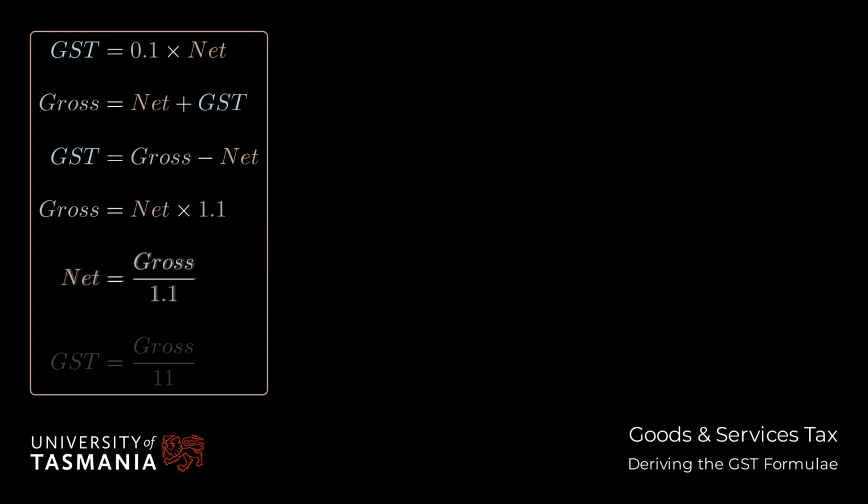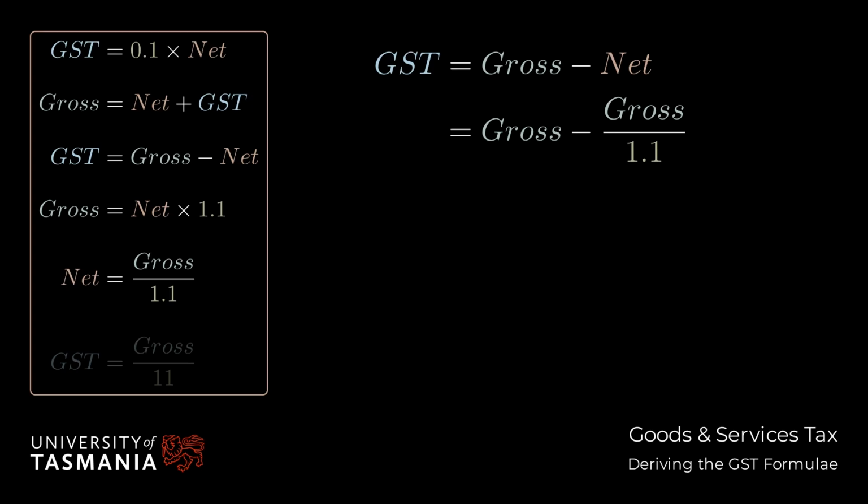Now let's bring it all together and calculate GST directly from the gross amount. We know that GST equals gross minus net. Substituting our earlier formula, we get GST equals gross minus gross divided by 1.1.